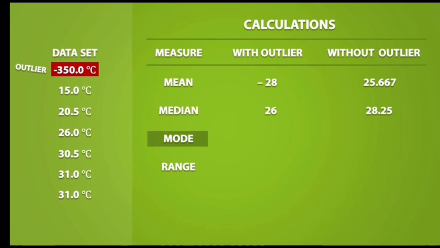Now the mode refers to the most frequently appearing data value. In this dataset, the number 31 appears the most, so the mode is equal to 31, and without the outlier, the mode is still equal to 31. Let's look at the range. The range is equal to the maximum minus the minimum. With the outlier, you should find that the range is equal to 381, and without the outlier, you should find that the range is equal to 16.